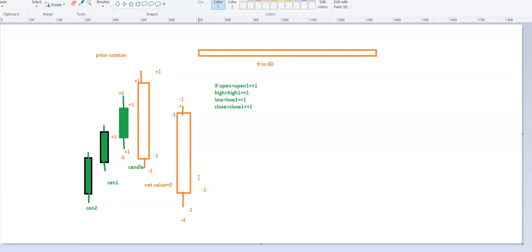Hello friends, in this video I'm going to discuss how to identify the price rotations, or how to calculate the price rotations, right? So here I have drawn three bullish candles.